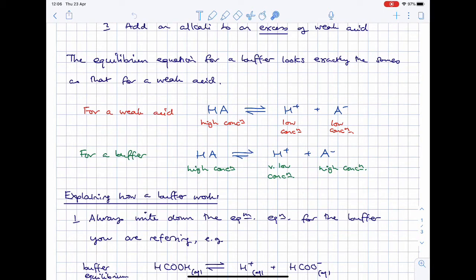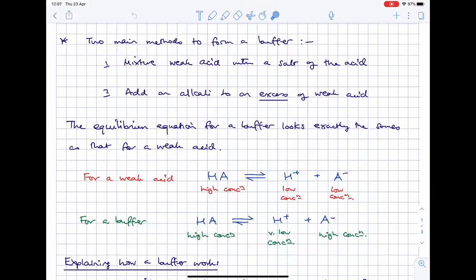So obviously we can't just use the weak acid as a buffer. So let's see how we can make a buffer with a high concentration of conjugate base and high concentration of undissociated acid to accept or release protons to buffer the solution. So there are two ways to make buffers. One way is simply to add the conjugate base, or the salt of the acid, which is basically the conjugate base, to the weak acid itself.